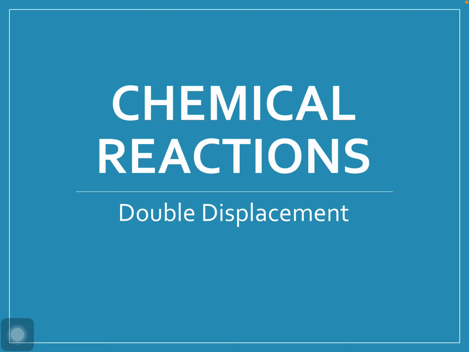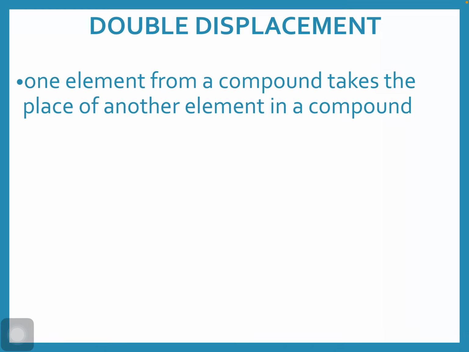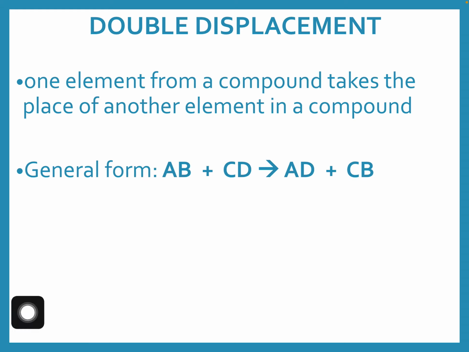In this lesson, we're going to take a look at double displacement reactions, which are when we have one element from one compound taking the place of another element in another compound, or partners switching. So the general form is the compound AB reacts with the compound CD to produce the compounds AD and CB.